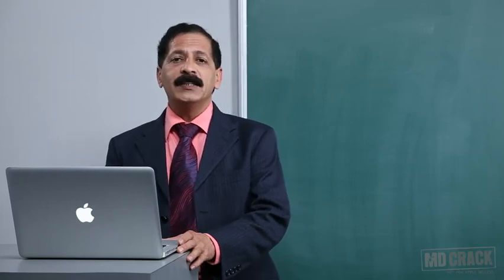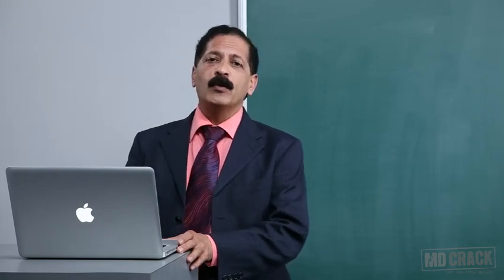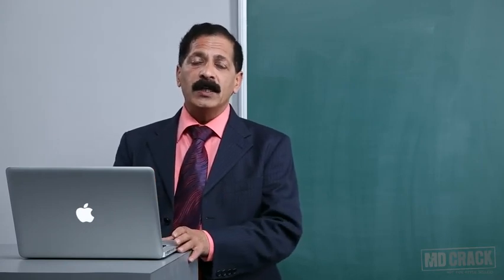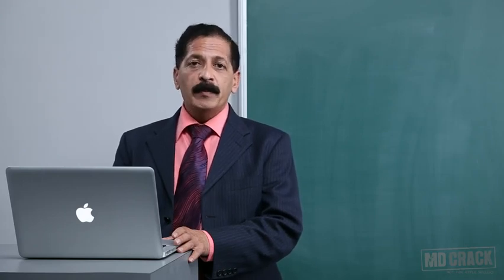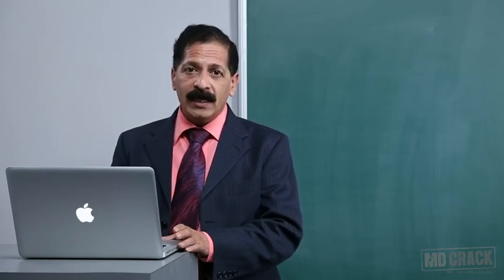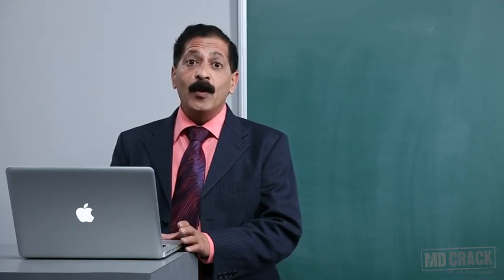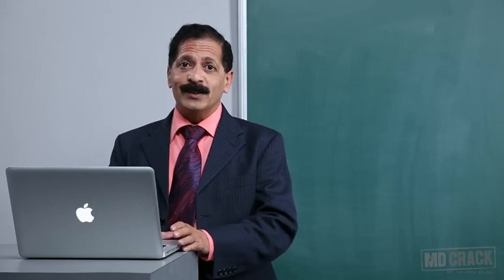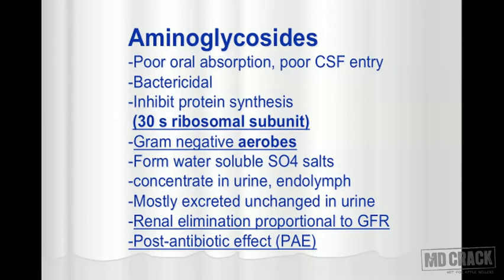And this particular session is about aminoglycosides. Aminoglycosides are extremely important chemotherapeutic, antimicrobial agents, which mainly affect gram-negative organisms, especially the aerobic organisms. Let's have a look. What are the general characteristics of aminoglycosides?